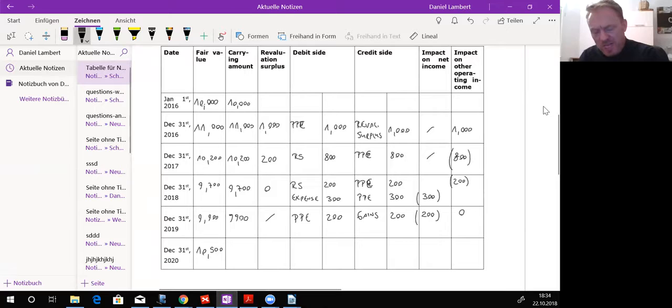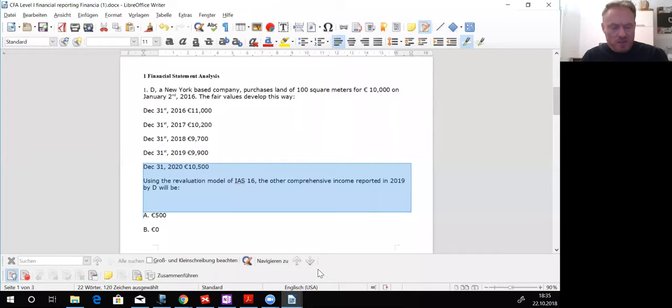The effect, and that's the answer, the effect on other operating income is 0. Isn't that a nice answer? That's cute, isn't it? The effect on other operating income is 0 because it's totally absorbed by the income statement. The entire effect is absorbed by the income statement, so there is no effect whatsoever in the year 2019, and the answer is no. That was it concerning this question number 1.